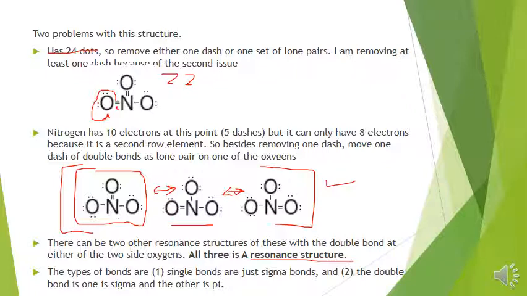Okay, now, let's just go over the types of bonds. Anytime you have a single bond, it's going to be a sigma. Anytime you have a double bond, it's going to be a sigma and a pi. Okay, and we went over that in the lecture, and you won't have to know any more than that for this part.